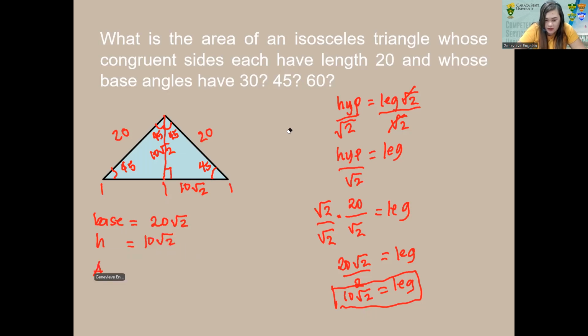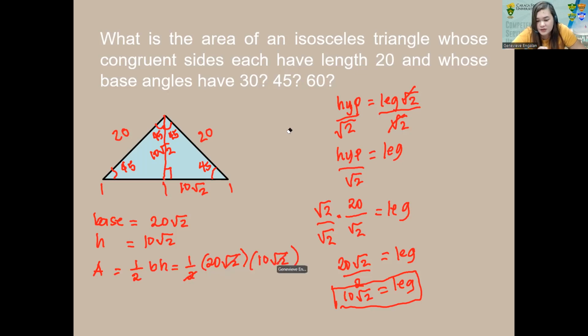So, ang area will be 1/2 base times height. So, you have 1/2 20 square root of 2 times 10 square root of 2. Unya, kay square root of 2 times square root of 2, pila man? 400. 1/2. Okay. So, pwede na nato cancel si 2 ug ang duha ka square root of 2. Diba? Kay square root of 2 times square root of 2 is just 2.